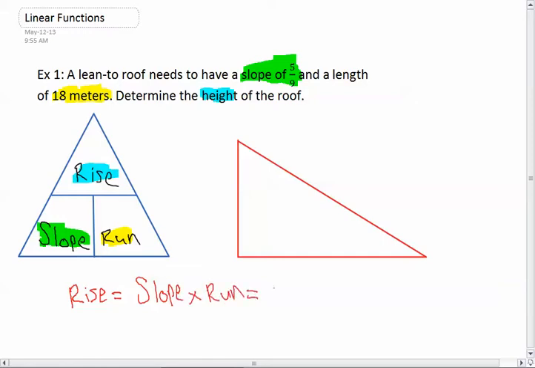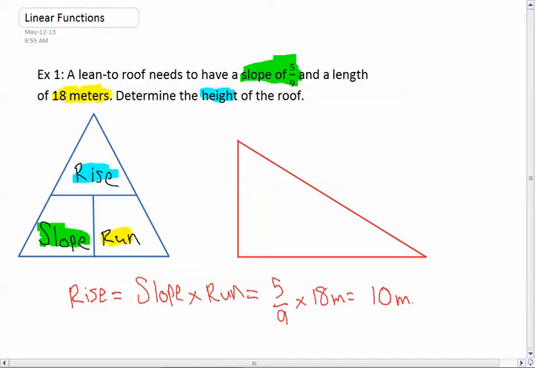So now, what's the value of the slope in this case? 5 over 9. What's the value of the run? 18 meters. So if I have 5 over 9 times 18, what do I get? 10. And what units will this be in? Meters. Beautiful. So what this says is the height of the roof will be a total of 10 meters.